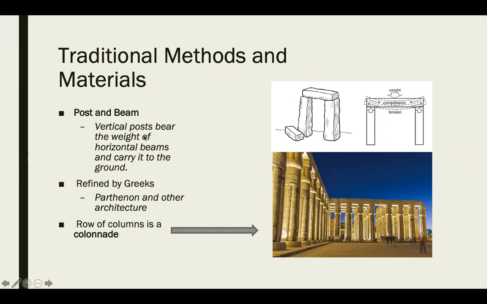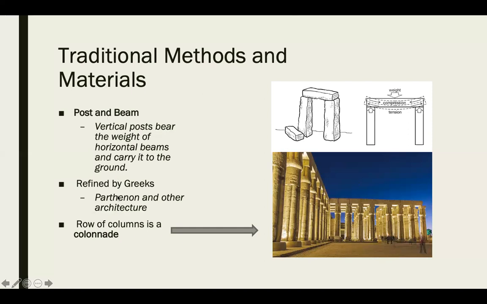The post and beam is where the vertical posts bear all of the weight of the horizontal beam and carry it to the ground. So it creates almost like a seal or a connection, a form together, because of the tension and the compression of the top load. This almost creates a seal or a glued sort of effect when it's made in this way and when the right materials are used also.